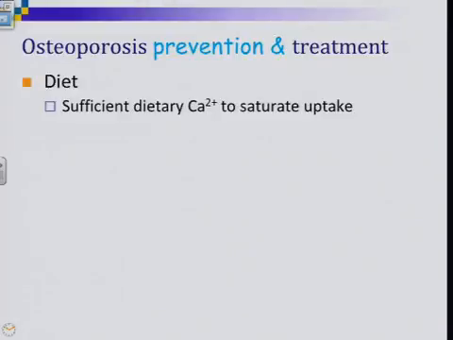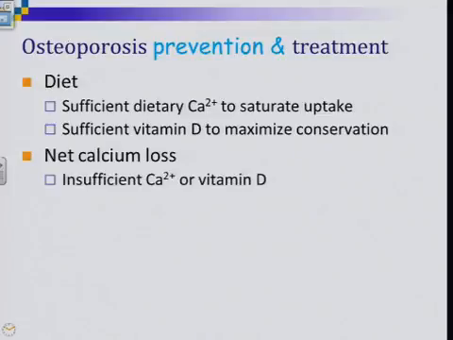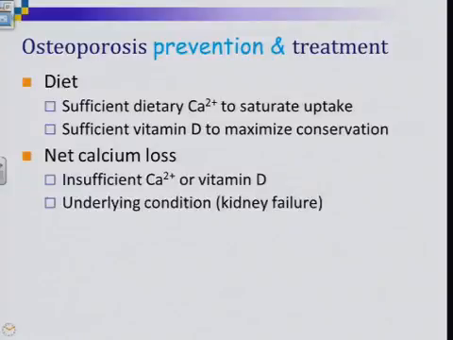In diet for prevention, it's important to have sufficient dietary calcium to saturate the uptake mechanisms, and sufficient vitamin D to maximize its conservation effects. But those can only be so high. Net calcium loss can be caused by insufficient vitamin D or calcium, or some underlying condition like kidney failure, where the kidney is incapable of reabsorbing calcium at the level needed.